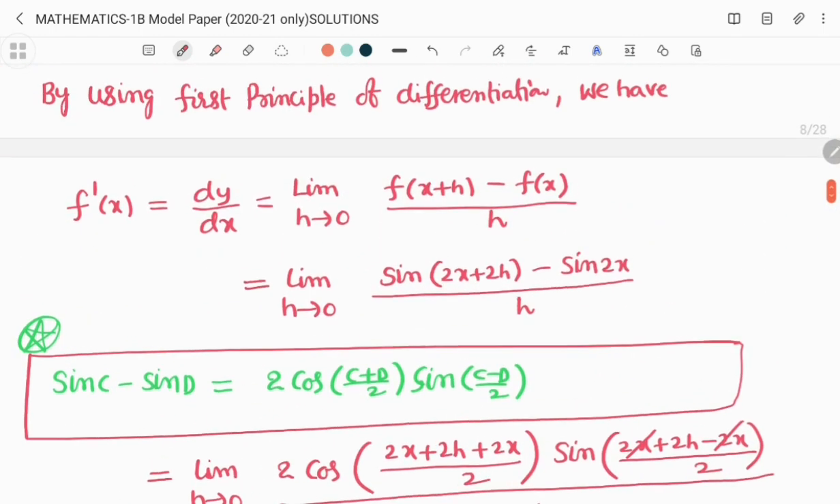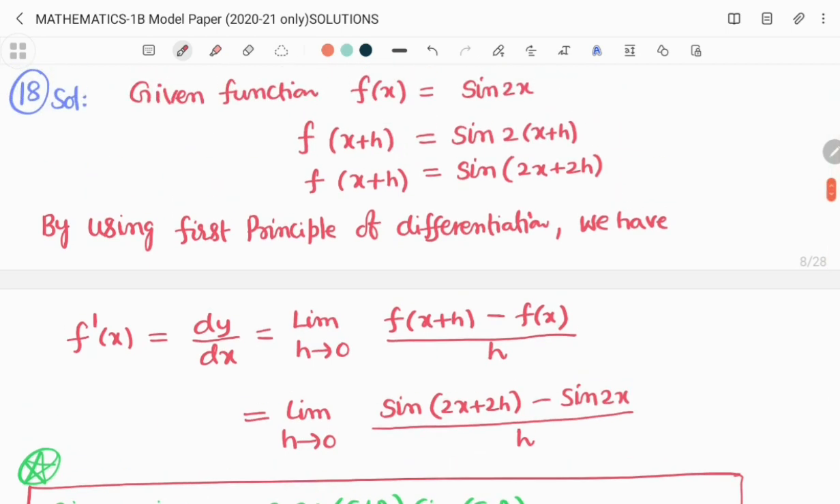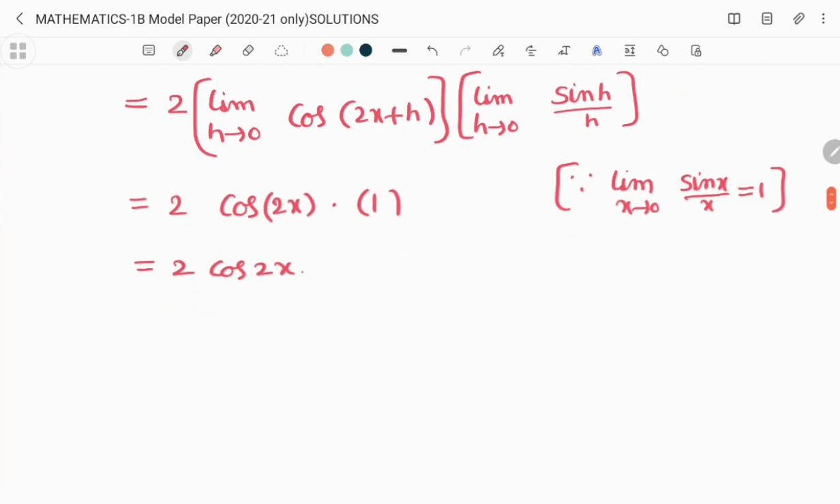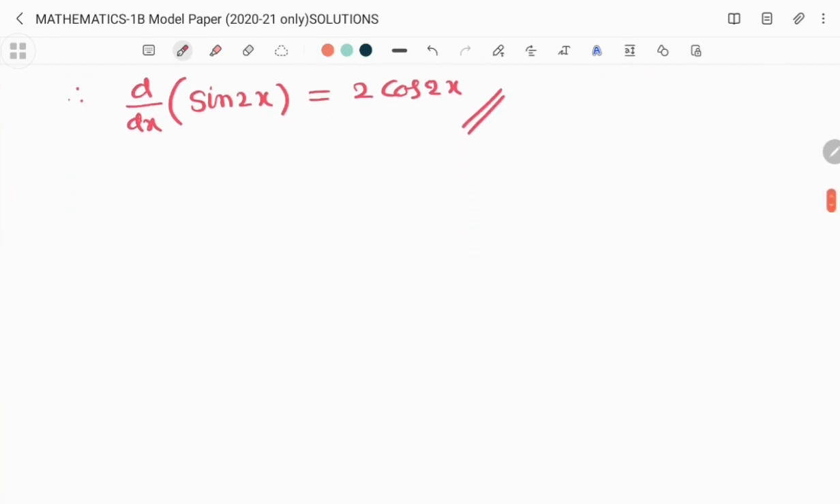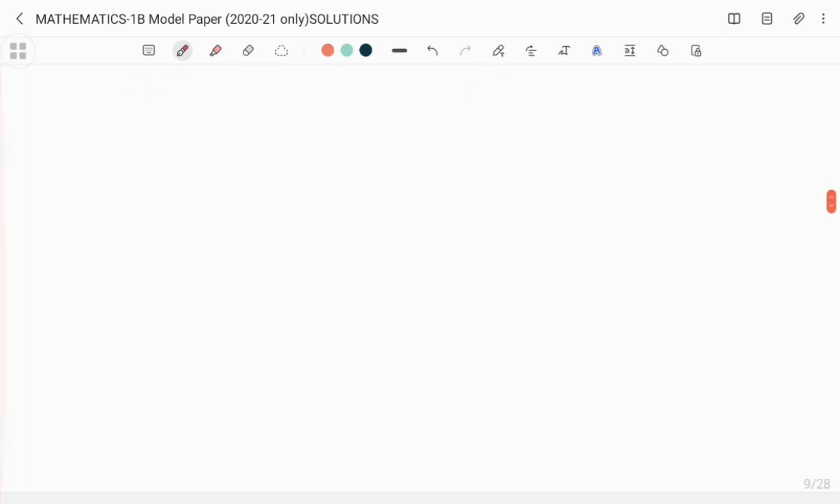Here y value is f of x. That f of x is called y. Therefore d by dx of, in place of y, sin 2x is there. d by dx of sin 2x is equal to 2 cos 2x. By using first principle, we got this answer. I hope everyone understands. We'll move to the next question.